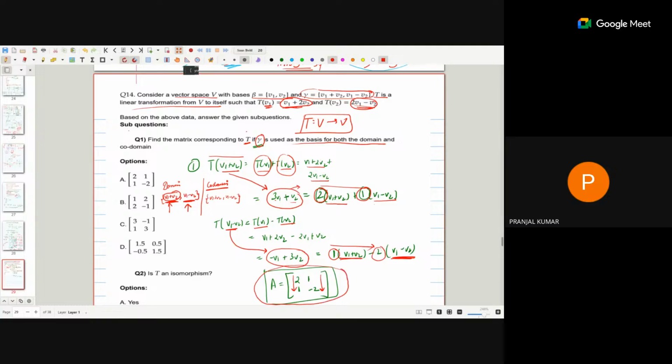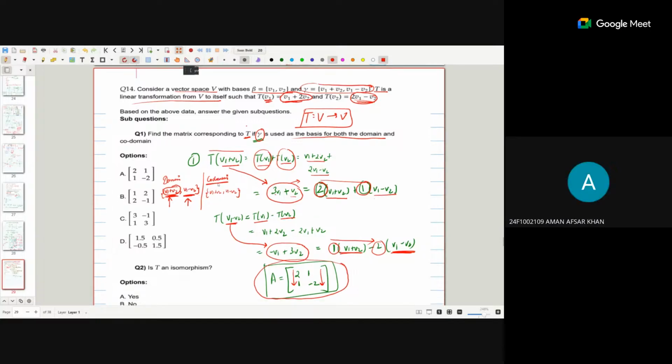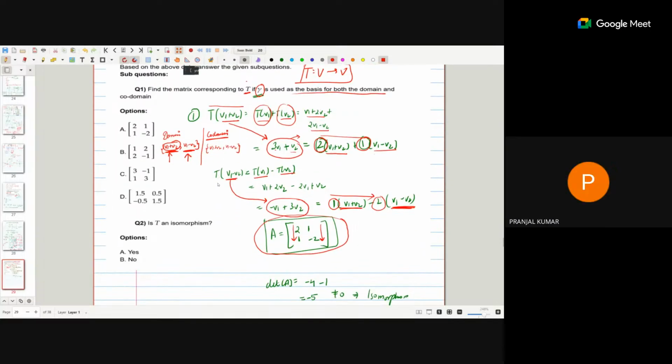Yes or no? Tell me. Yes, sir. So can you see the answer here? It is 2, 1 and 1, minus 2. Is this clear? Now can you tell me, is it an isomorphism?